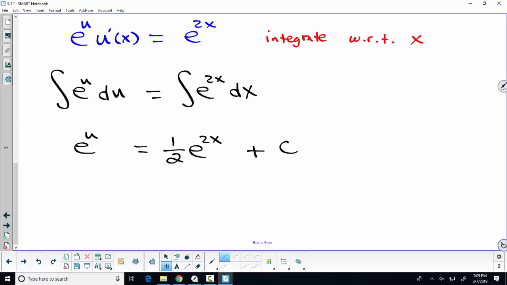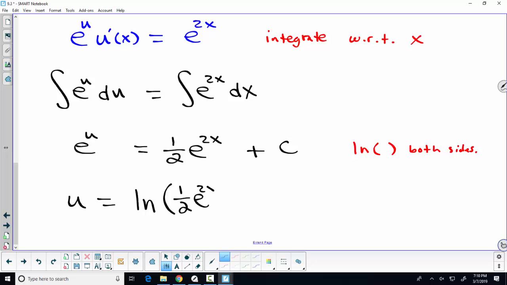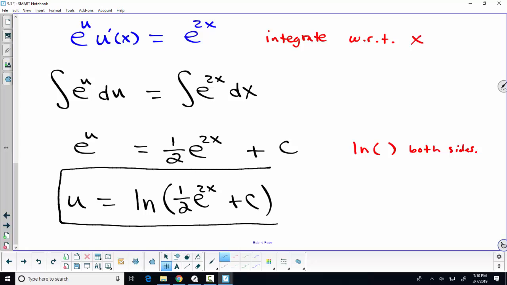And what are we after? u, right? We were given that u prime. We want u as a function of x. So now we'll use the natural log of both sides. That's it, there's u of x. I know we're writing u, but it's like writing y equals 2x. It's still a function of x.